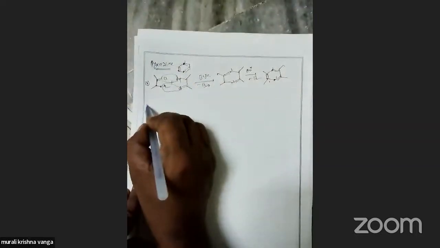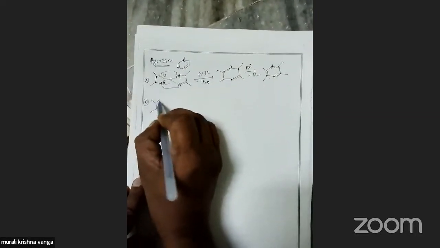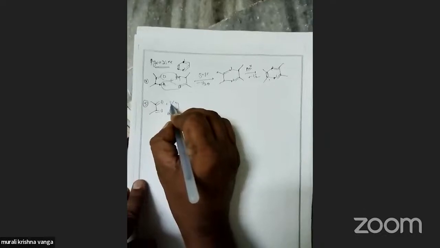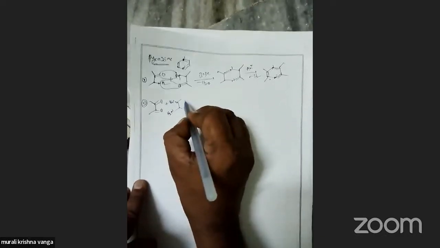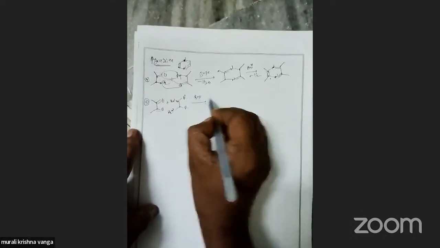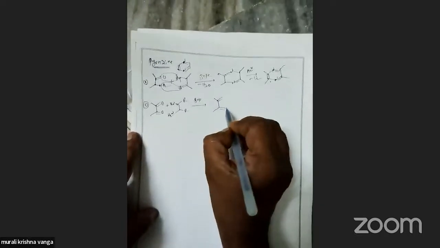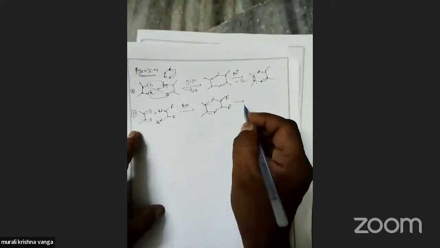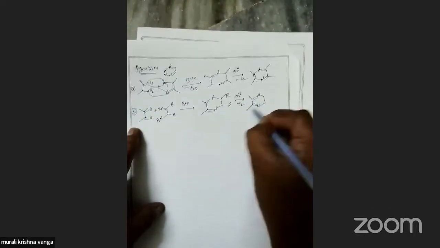First method. Second method is 1,2 dicarbonyl compounds reacting with 1,2 diamines in presence of base. Now it is involved, in presence of air, loss of hydrogen, and pyrazine formation takes place.